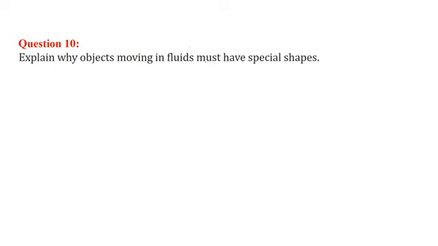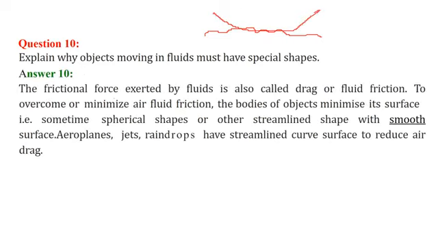Explain why objects moving in fluids must have special shapes. See, you might have seen boats. These are of this shape. So they don't touch totally. The friction force exerted by a fluid is called a drag or fluid friction. So in order to minimize the fluid friction, the bodies of objects minimize their surface. You might have seen the water droplet. It is because of surface tension or because of the drag in the air that it becomes round in shape.